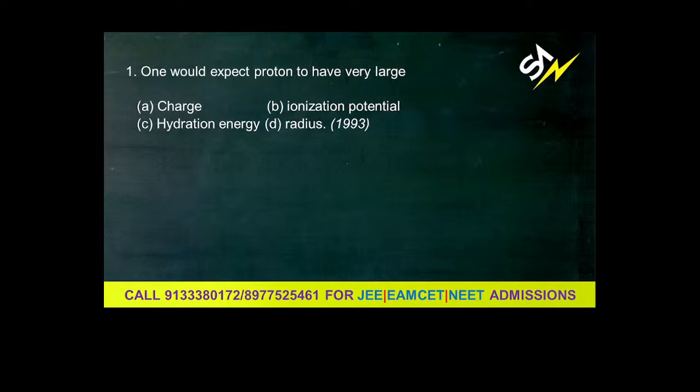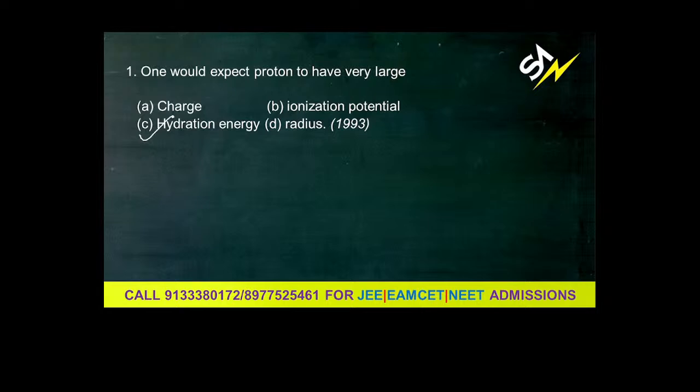So we know the ionization potential of hydrogen is high, but we are talking about the proton, because it is very small in size. Then what about its charge? Charge is common for hydrogen and the hydrogen cation, that is clear. Next, radius is small due to the small atomic size. So the answer is hydration energy, because this particle has very small charge and very small atomic size. Due to that, when it dissolves, its solubility decreases. Why? Because the hydration energy is more.